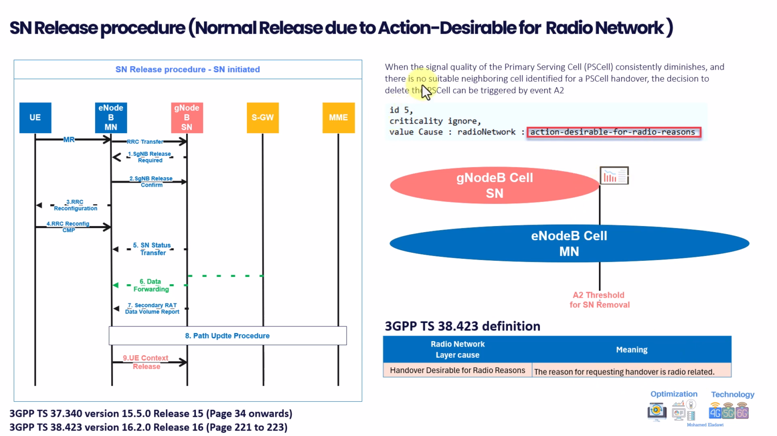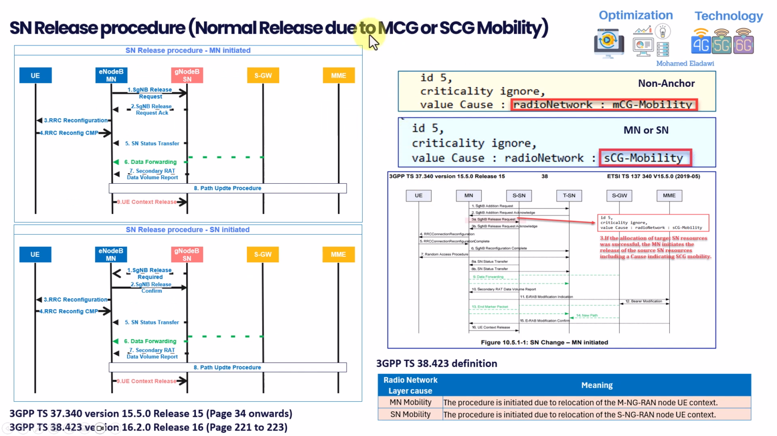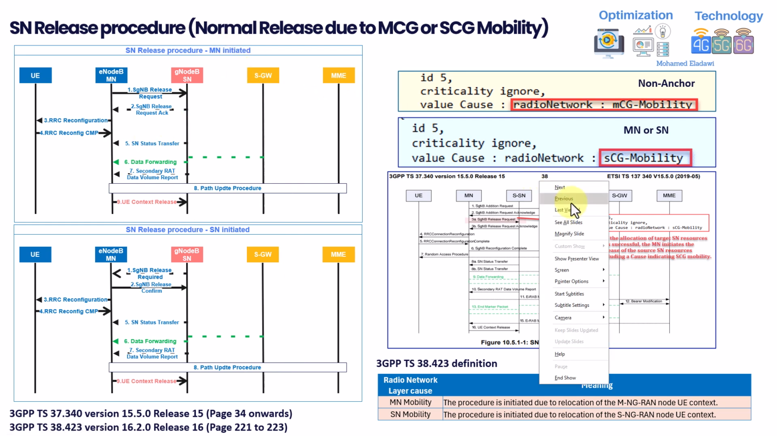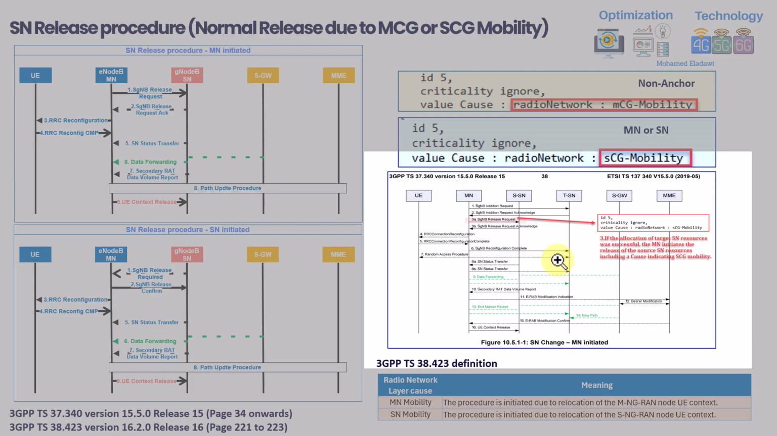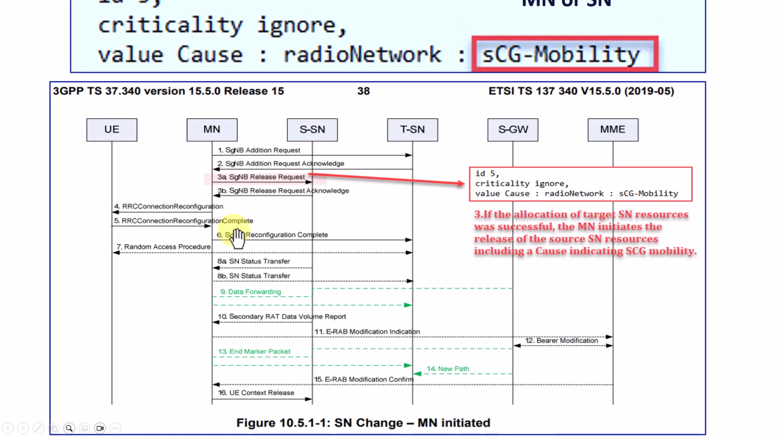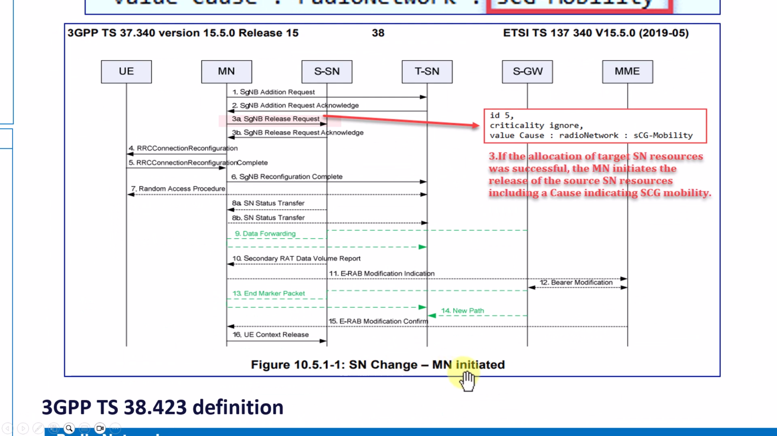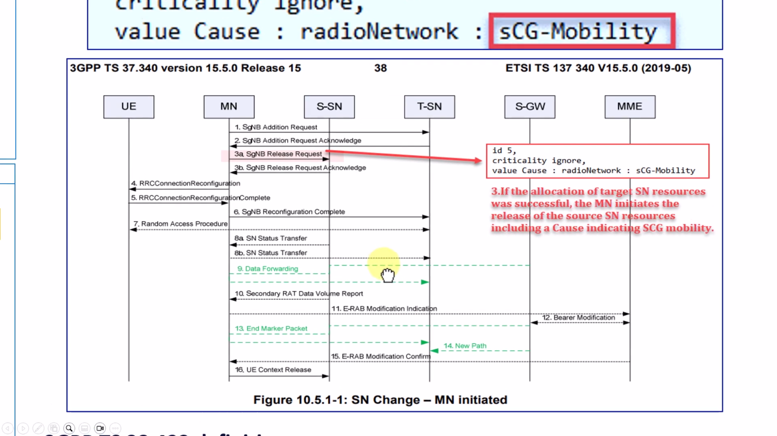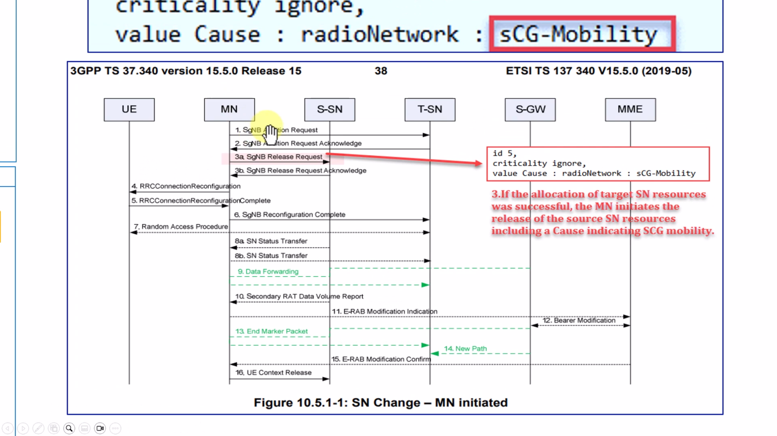So let's move to one more cause. Here, normally it is due to MCG or SCG mobility. This is whenever you have a handover, for example, you are changing even your master node, or you are changing your secondary node. Here, this is just the exact call flow which I'm showing for the release in general. But if you zoom into this part, this is, as you can see, secondary cell change, MN initiated by the master node. For example, here the master node was trying to change the secondary node.